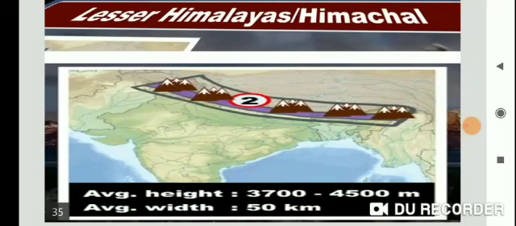Nainital, etc. So, Himachal or the Lesser Himalayas: this range lies to the south of the Himadri and forms the most rugged mountain system. It is composed of highly compressed rock, with height varying from 3700 to 4500 meters, and the average width of this range is 50 kilometers. For example, it is composed of ranges like Pir Panjal, Dhauladhar, and Mahabharat.